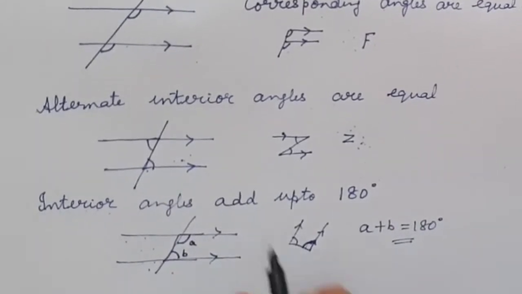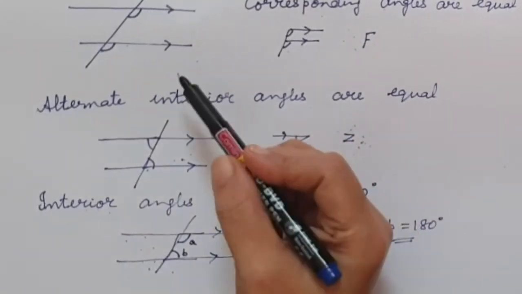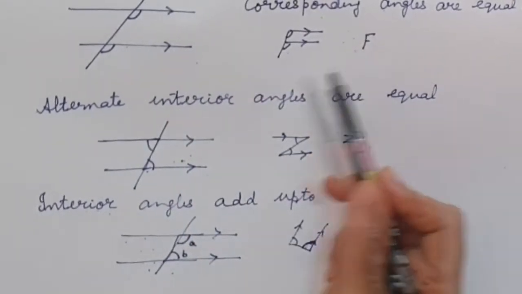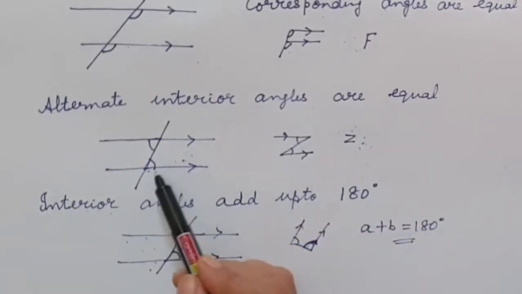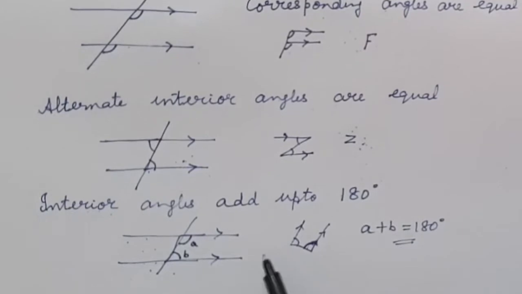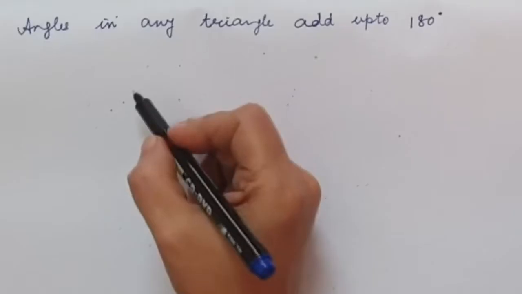So between the parallel lines, we have three types of angles. One is the corresponding angle which is equal. It forms an alphabet F. Alternate interior angles are equal, which form an alphabet Z. Interior angles add up to 180 degrees, which form an alphabet U.